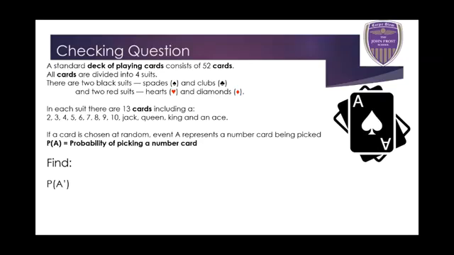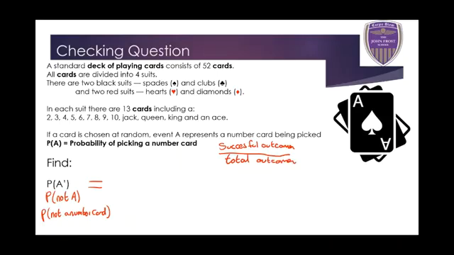First things first, what does P of A prime mean? Well, this means we're trying to find the probability of not A, the probability of event A not happening, which in other words is the probability of not a number card. So we're trying to find the probability of not picking a number card. Well, let's think about our formula. To find probability, it is successful outcomes divided by total outcomes.